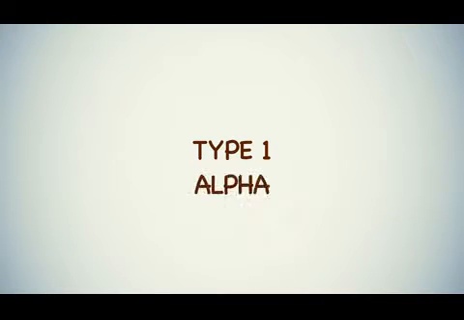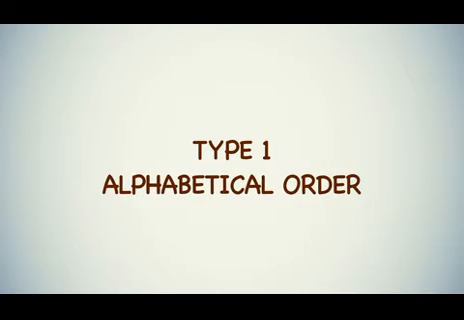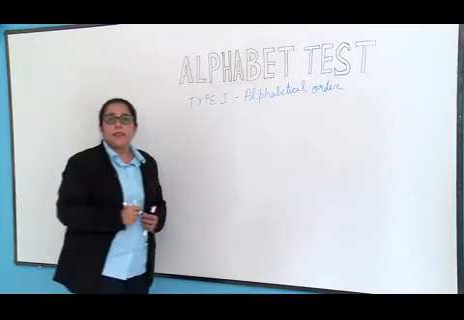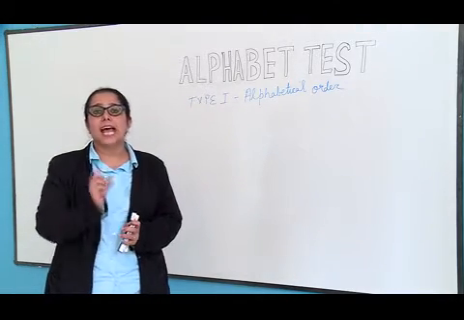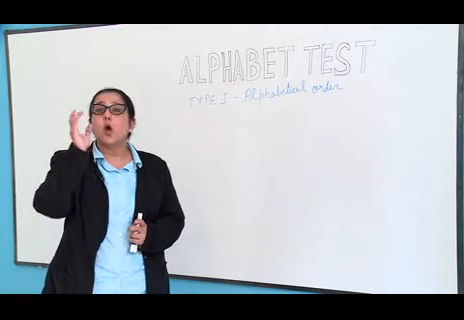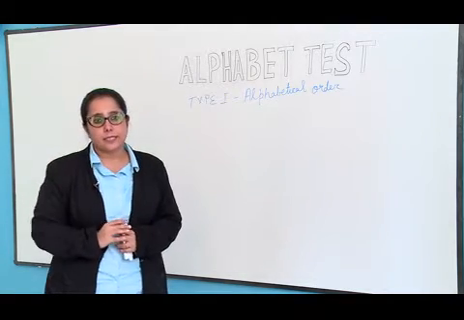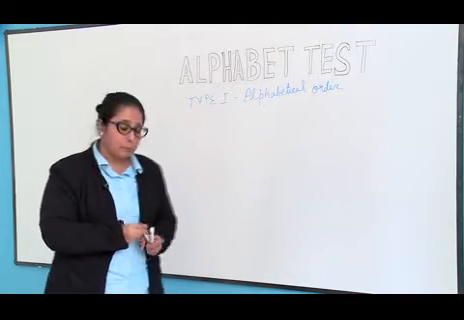Now type 1 is alphabetical order. Now, as the name suggests, in this the words are arranged as they appear in the dictionary or in the English alphabets. Let's take an example.